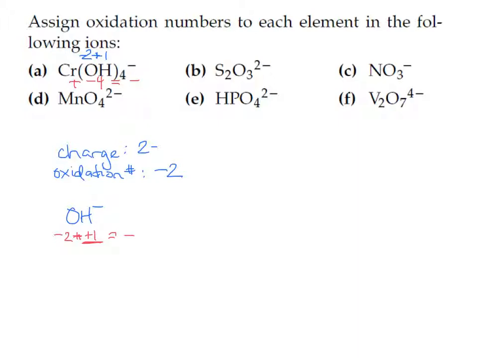So what can I add to -4 to still have -1? What kind of 3? +3. So in this case, chromium is going to have an oxidation state of +3, the oxygen is going to have an oxidation state of -2, and the hydrogen is going to have an oxidation state of +1. Thank you. Questions on how I'm doing that?